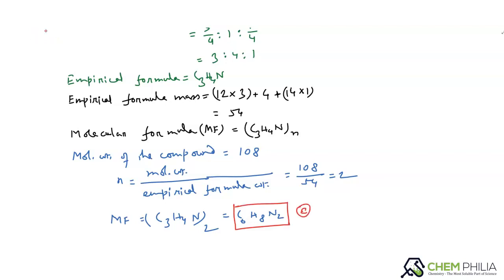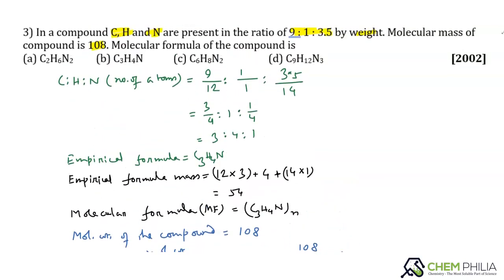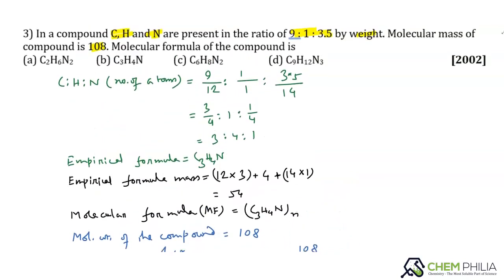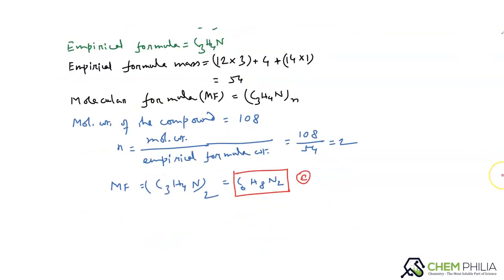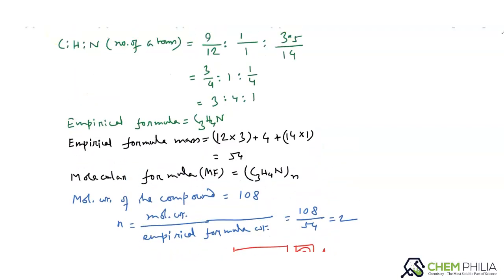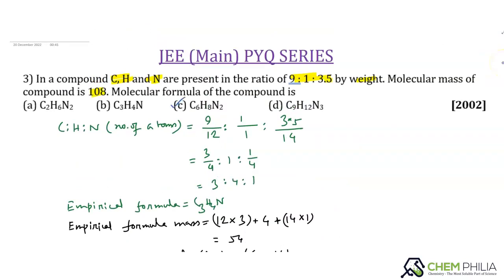C6H8N2, that is option C, I think. Just a minute, let me check the options. C6H8N2, yes, it's option C. That is the answer to this question. So option C is the answer to this question.